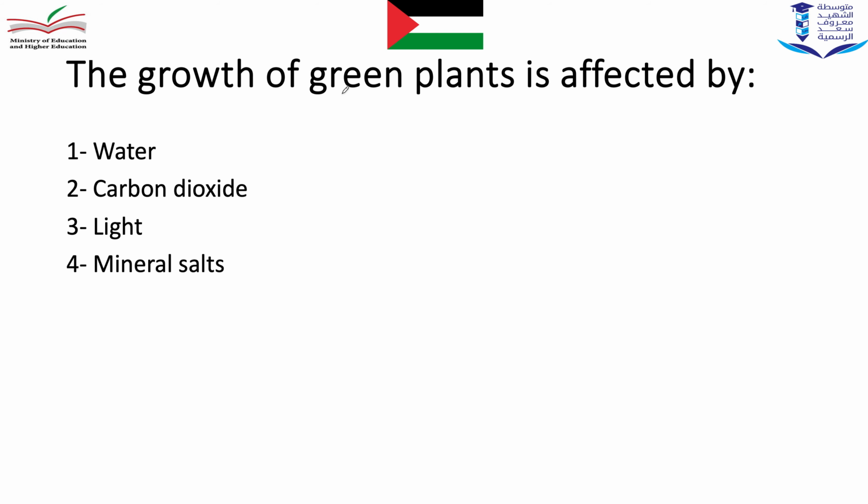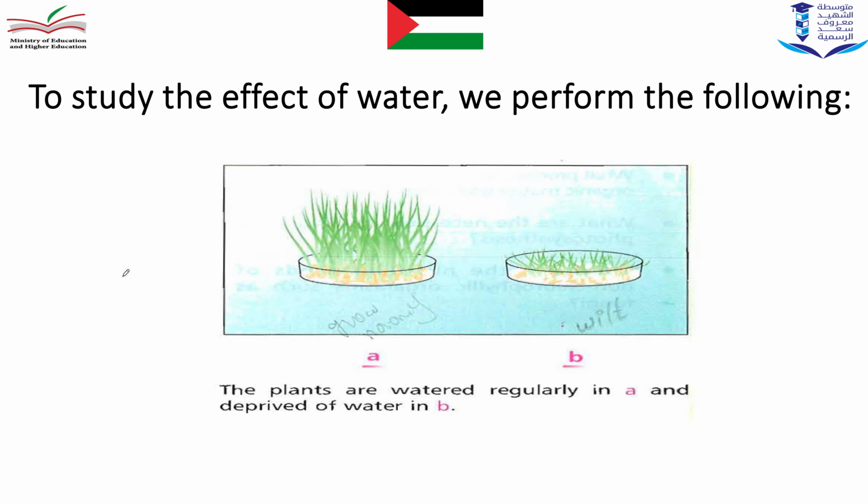Now we want to study the growth of green plants. The growth of green plants is affected by four factors: water, carbon dioxide, light, and mineral salts. These four factors are very important for the growth of green plants. In experiments A and B, it is an experiment to prove the importance of water for the growth of green plants. This plant is with water and this one is without water. You can see here the plants grow normally while the plants here will die.